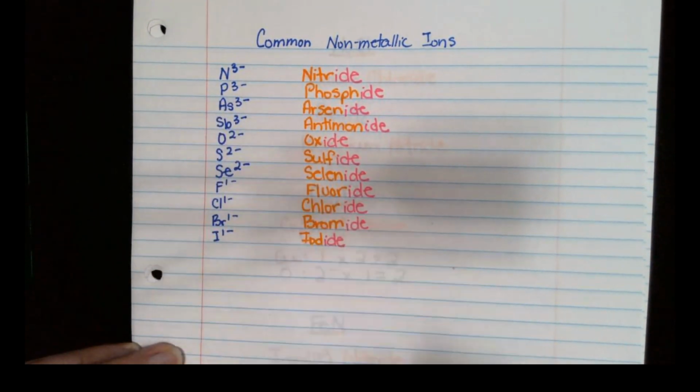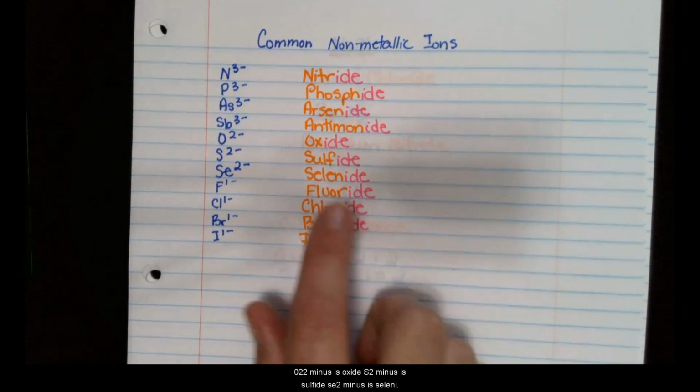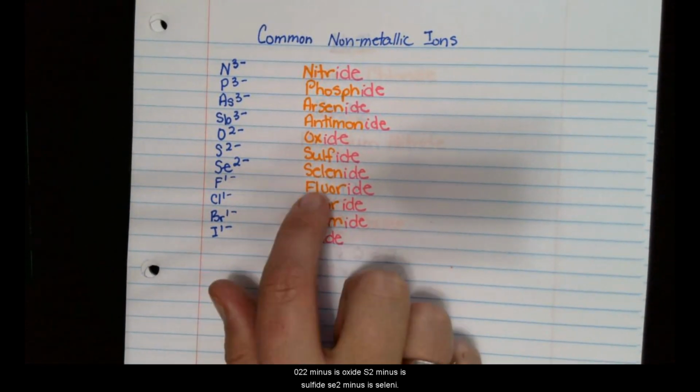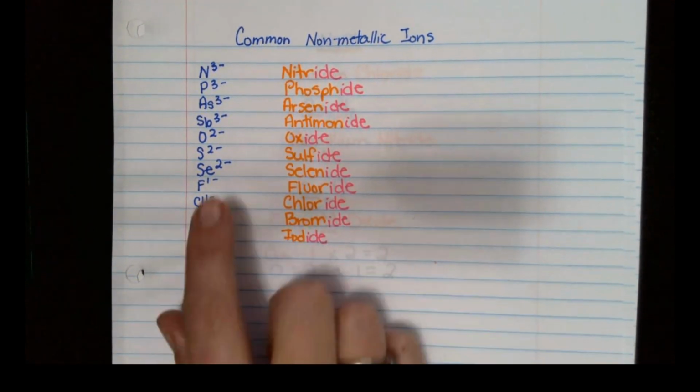P3 minus, which you can see as the P in the compound, is going to be phosphide. As3 minus has the root arsen, and then you add ide. Sb3 minus is antimonide. That antimony root with the ide gets kind of switched to antimonide. O2 minus is oxide. S2 minus is sulfide. Se2 minus is selenide. F1 minus is fluoride.